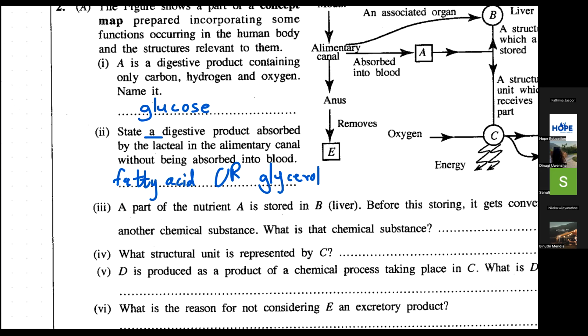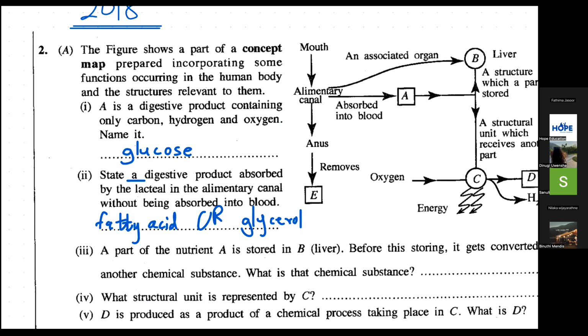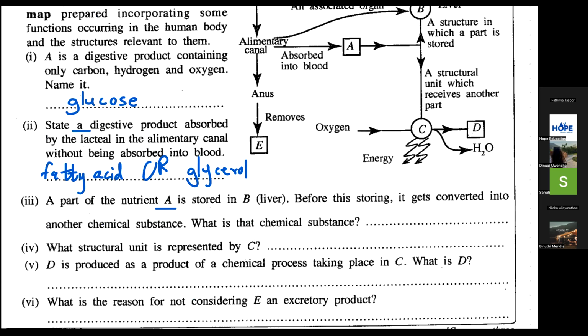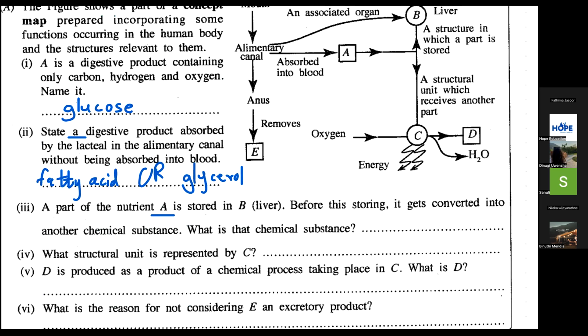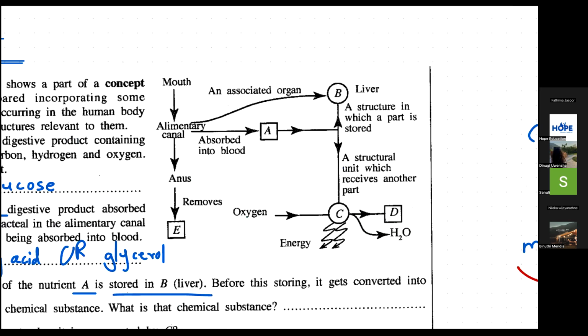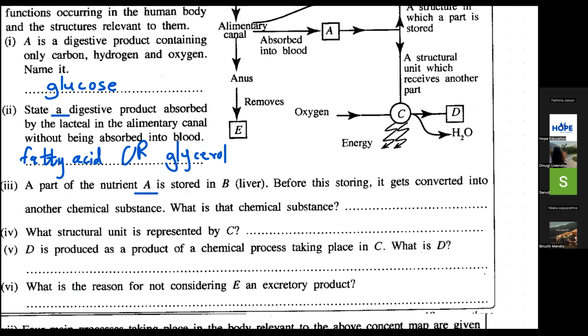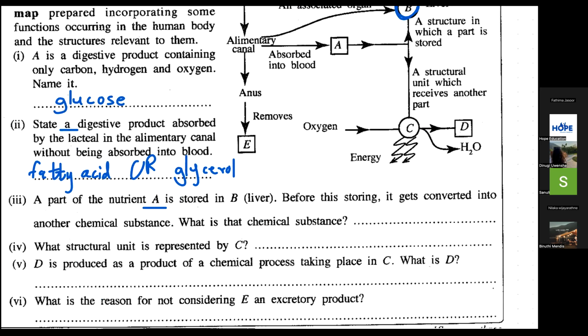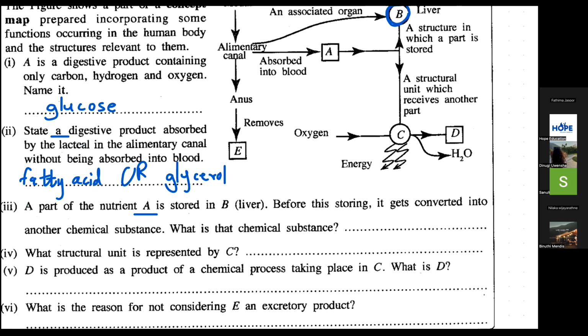Then part of nutrient A. කියන්නේ දැන් අපි දන්නවා that glucose is stored in liver. Glucose වලින් කොටසක් liver එකේ store වෙනවා. Liver is B. Before the storing, it gets converted to another chemical substance. What is that chemical substance? What did you write? Yes, Sanuli. Yes, Binuti. Yes, Saqib. Others?